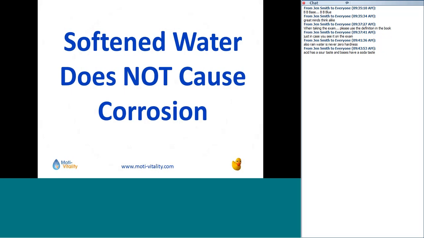And by the way, just in case you have somebody out there that thinks this, or if you ever see this on an exam somewhere, softened water does not cause corrosion. It does not cause corrosion. It doesn't enhance it, it doesn't help corrosion either. It doesn't stop it. It doesn't have anything to do with the pH. Softened water doesn't.